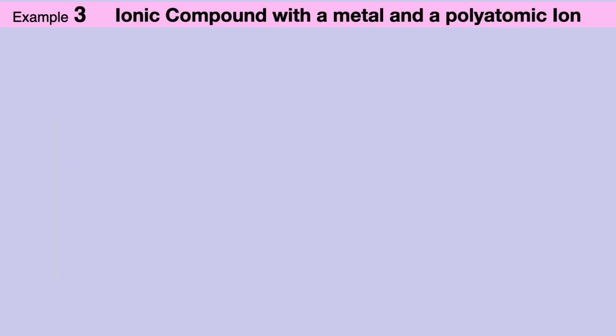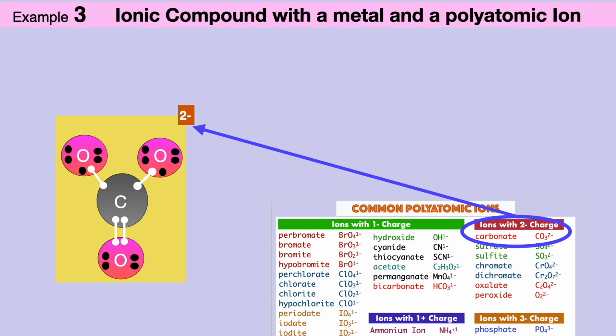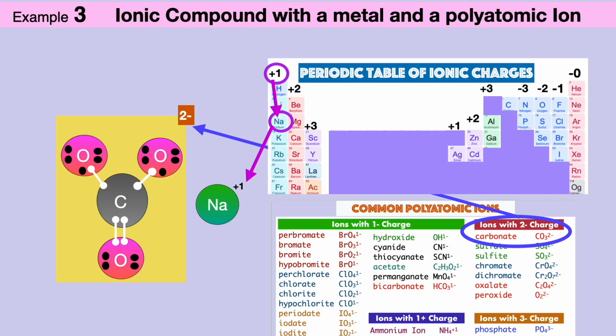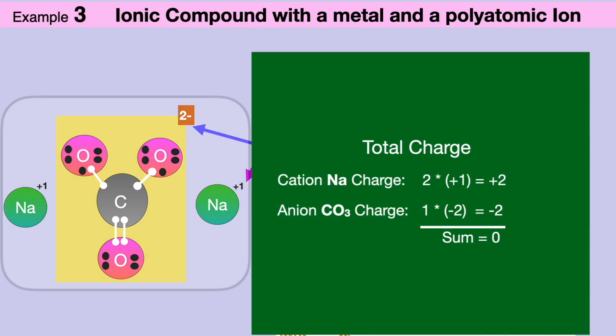Our third example has a carbonate anion with -2 charge. Let us see how it pairs with a sodium cation which has a +1 charge. When two sodium cations combine with a single carbonate anion, their overall charge becomes 0, creating a stable ionic compound. Following the cation first pattern, the formula of the resulting compound is Na2CO3 and its name is sodium carbonate.